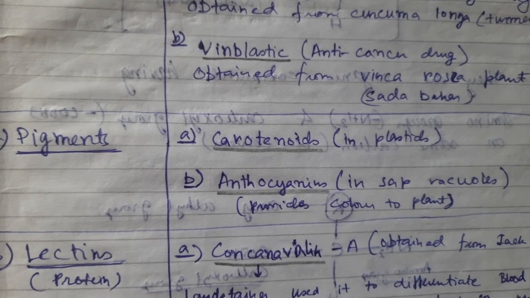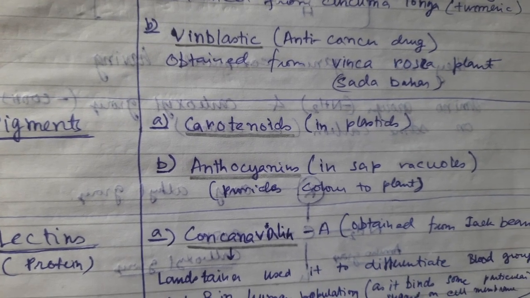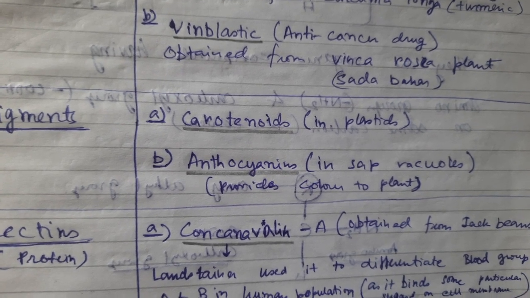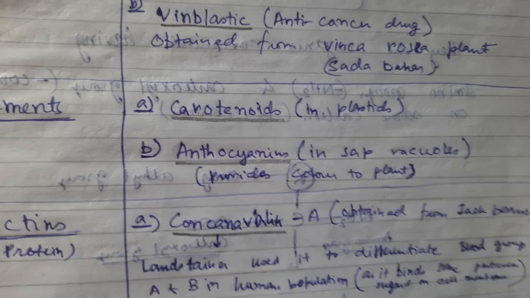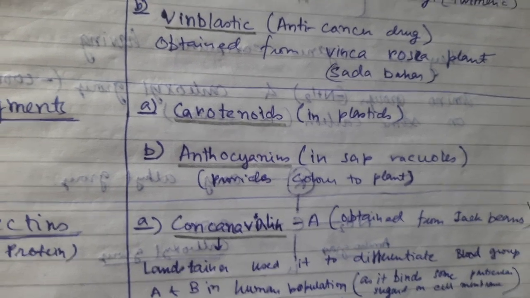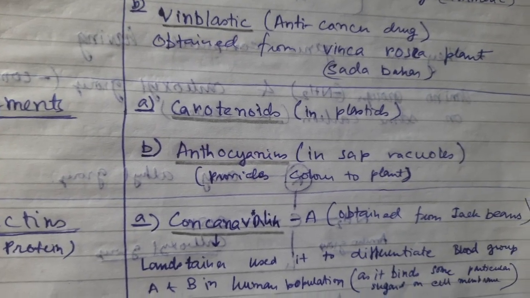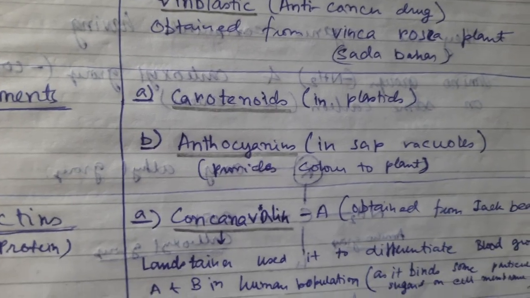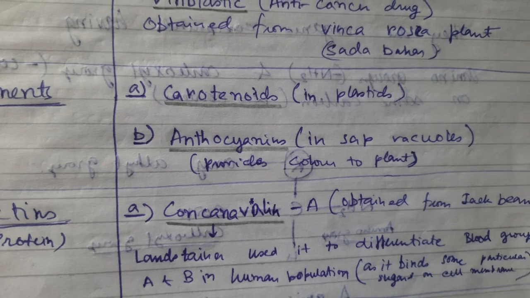anthocyanins. These are found in flowers, inside the cells, in the sap of the vacuoles. It actually provides violet color to the flowers.